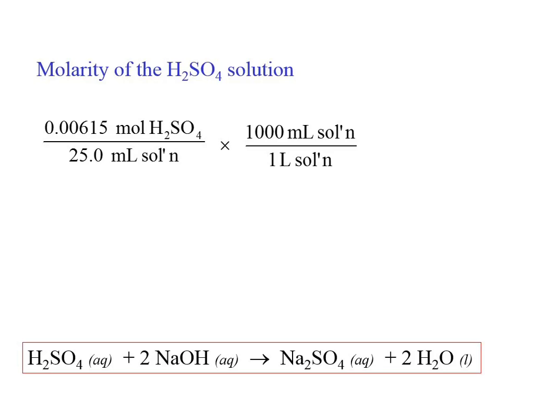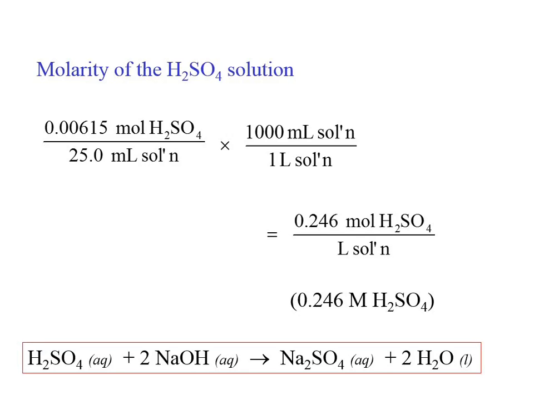So it looks like 3 significant figures. So 0.246 mole H2SO4 per 1 liter solution, or simply 0.246 big M for molar. Remember, there is a little m too, so yeah, big M H2SO4. And that's it.